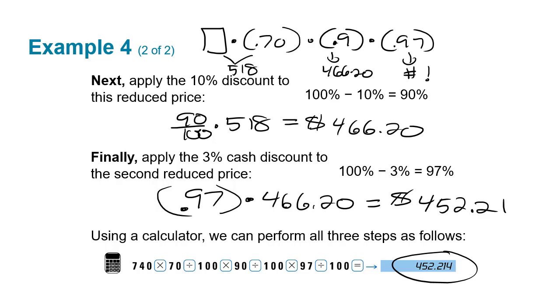So just remember that if you have to do percentages on top of percentages on top of percentages, you don't add them, you multiply them, because you're applying the new percentage to what was left over, right? So you just keep multiplying to get down to your final answer.